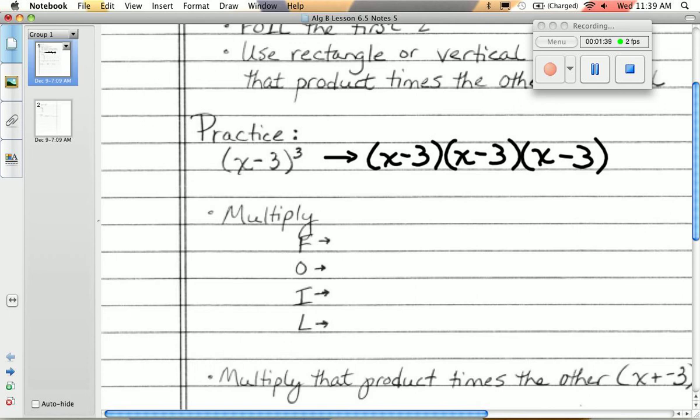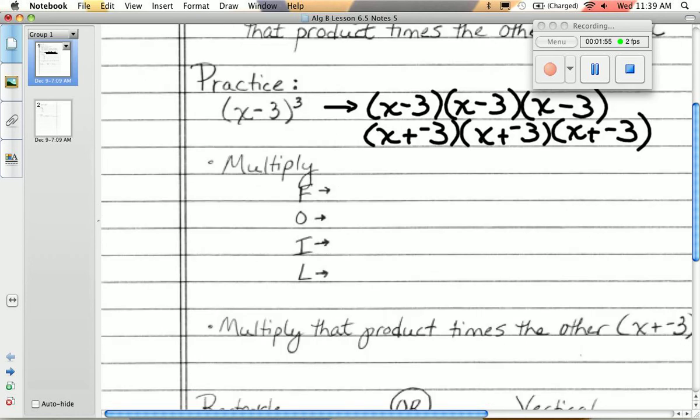It's x minus 3. So now let's change this to add the opposite. x plus a negative 3, x plus a negative 3, x plus a negative 3. All three of the binomials look alike. I did that the first step. Okay, now we are only going to multiply the first two. So we're going to take an x plus negative 3 times an x plus negative 3. We're going to just leave that other one hang out for a little bit.